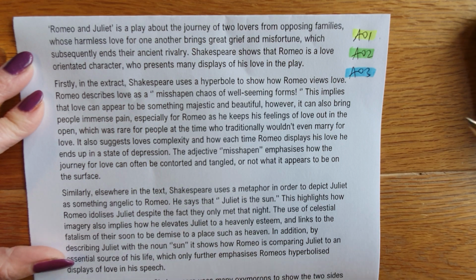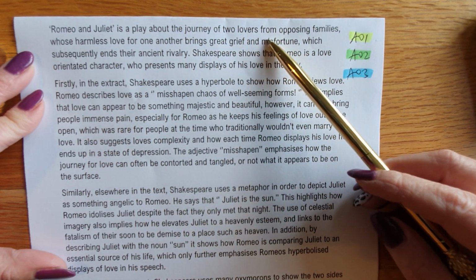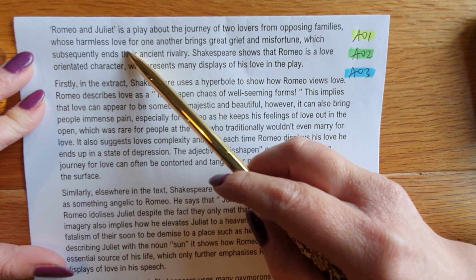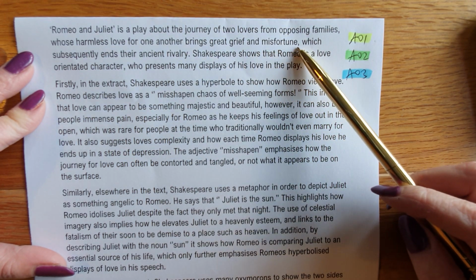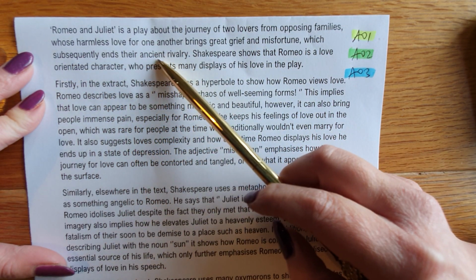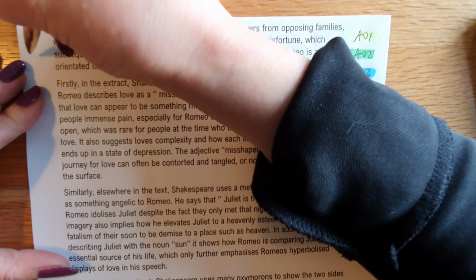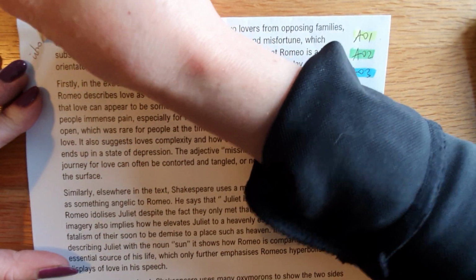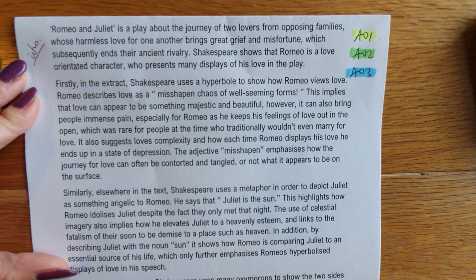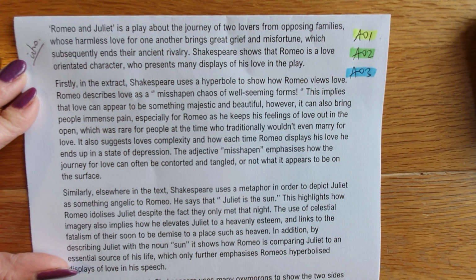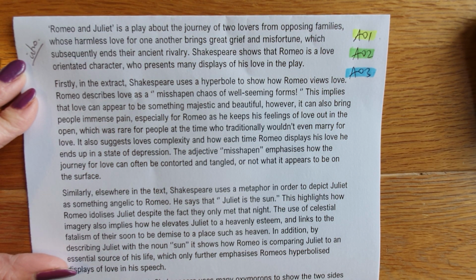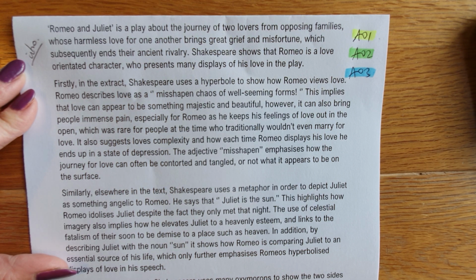So Romeo and Juliet is a play about the journey of two lovers from opposing families whose harmless love for one another brings great grief and misfortune, which subsequently ends their ancient rivalry. Now, I love that. That is a really, really clear, succinct intro. So it shows straight away to the examiner, I know what the story is about. I can summarise it really well, really clearly. Straight away it sets the tone for a really strong essay.